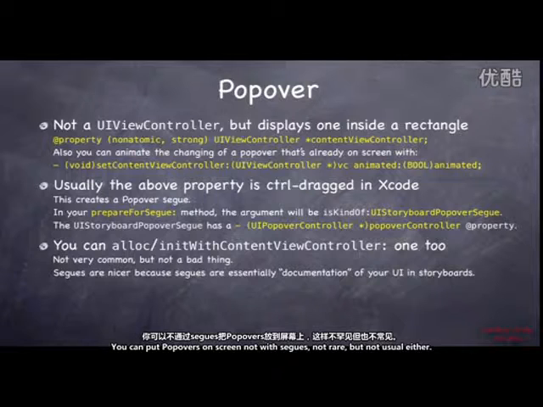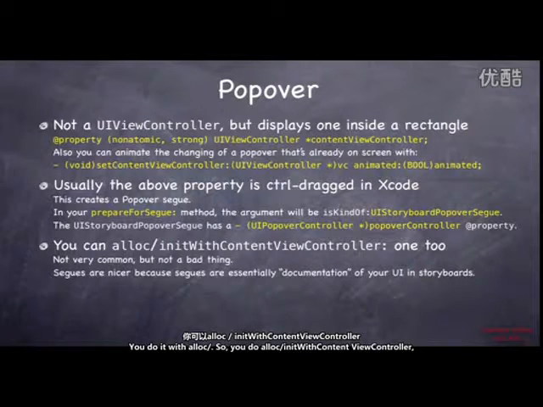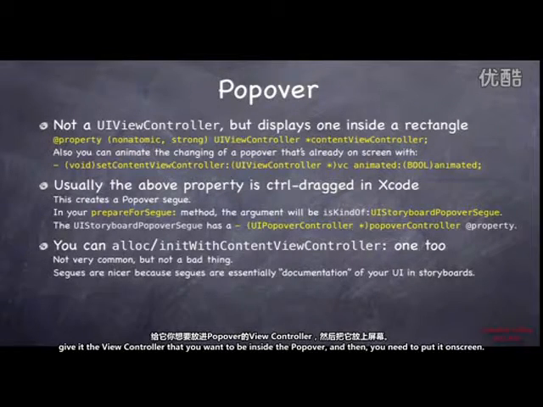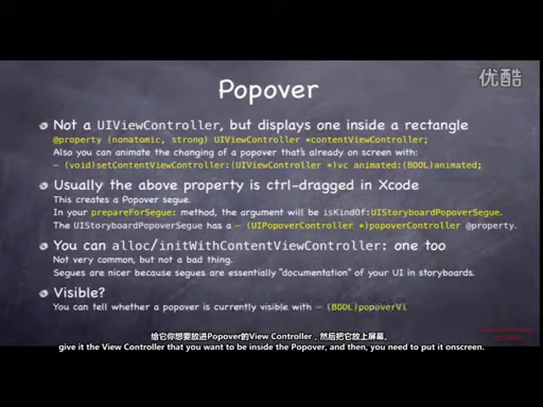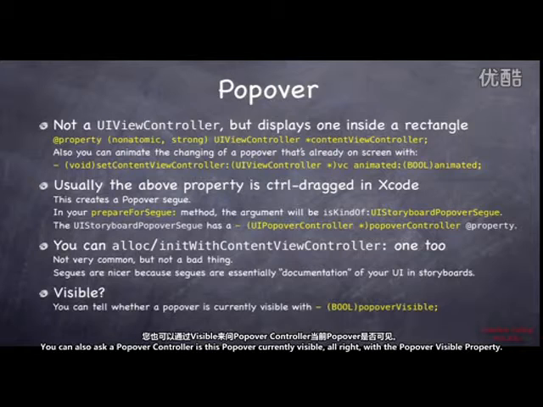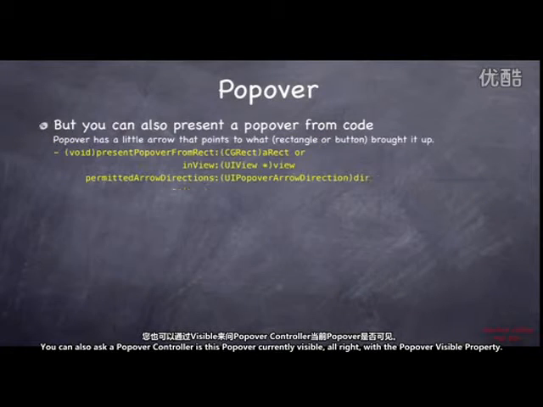You can put popovers on screen not with segues, not rare, but not usual either. You do it with alloc init with content view controller. So you do alloc initWithContentViewController, give it the view controller that you want to be inside the popover, and then you need to put it on screen, and I'll show you how to do that in a second. You can also ask a popover controller, is this popover currently visible? Right, with the popoverVisible property.